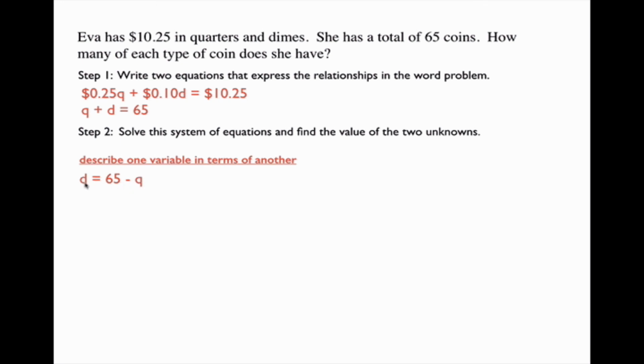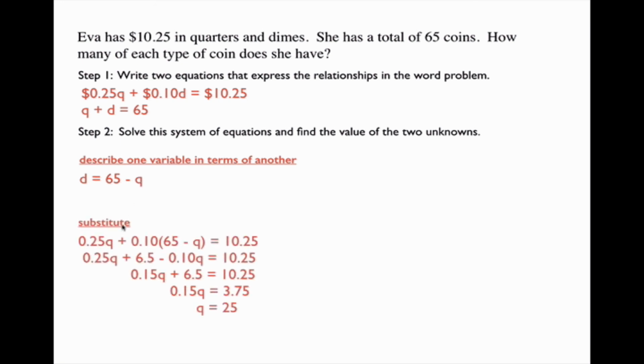Once I've described D in terms of Q, I have an expression, 65 minus Q, that describes D. So I can substitute 65 minus Q anywhere I see the variable D. So I'm going to take the first equation, and I'm going to substitute 65 minus Q in for D. When I solve that equation, I find that Q equals 25.